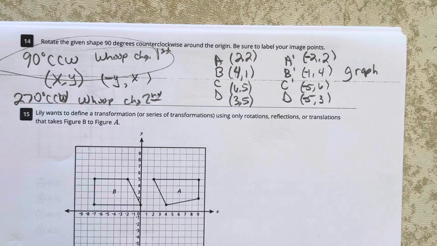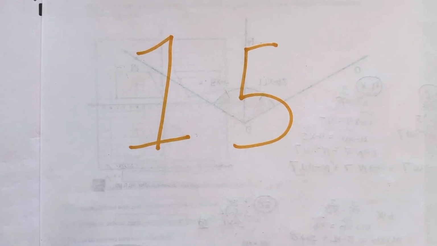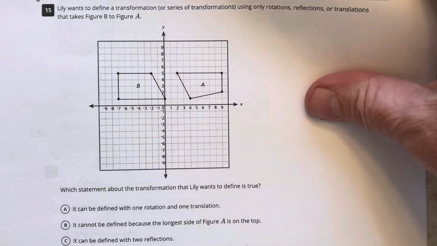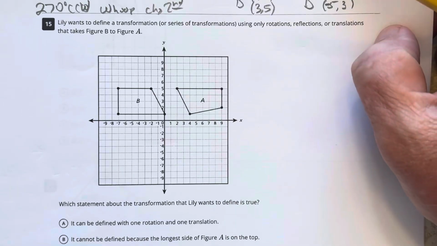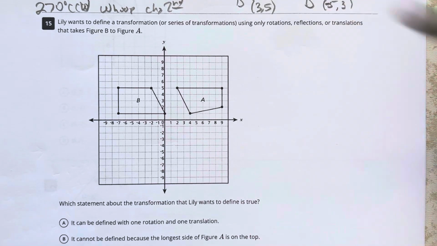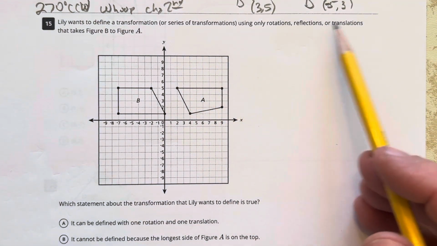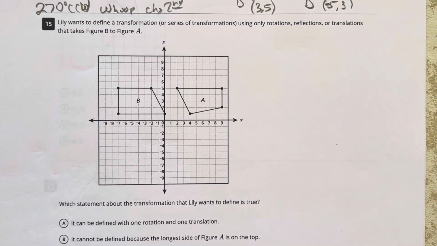Okay? The next one up is going to be number 15. Okay? So here's number 15. Number 15 says, I'll read the top and then we'll do the work. Lily wants to define a transformation or a series of transformations using only rotations, reflections, and translations to make it so that figure A lands onto figure B. Okay? So there's a few things going on here.